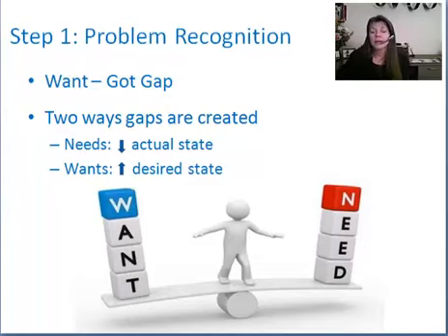So how are gaps created? Well, there are 2 ways they can be created, through needs and wants. And it's important here to understand the difference between the 2. So needs come through a decrease in your actual state. So you get hungry, a change in your actual state. Or you have your first child and realize you do not have adequate life insurance, a change in your actual state. Needs are harder for marketers to create.